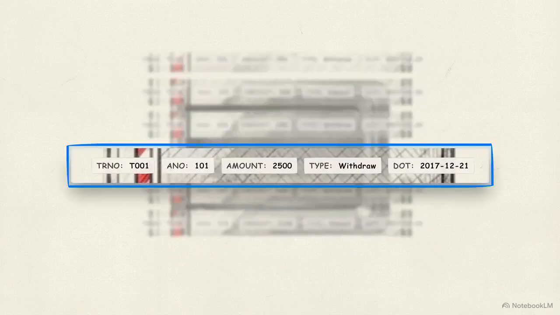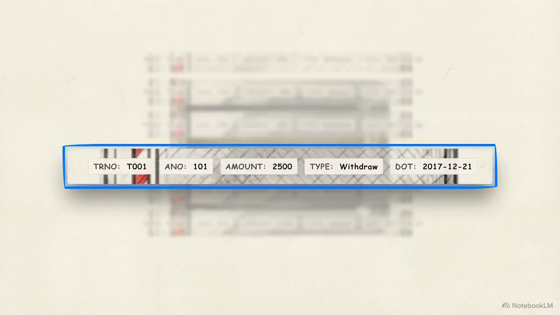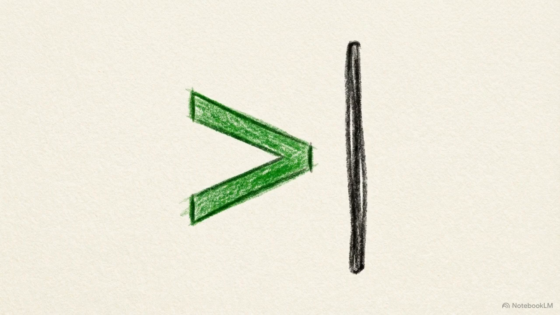Storing data is a basic function. Extracting the right data at the right time is how you actually analyze a business's financial health. Let's write the first query.